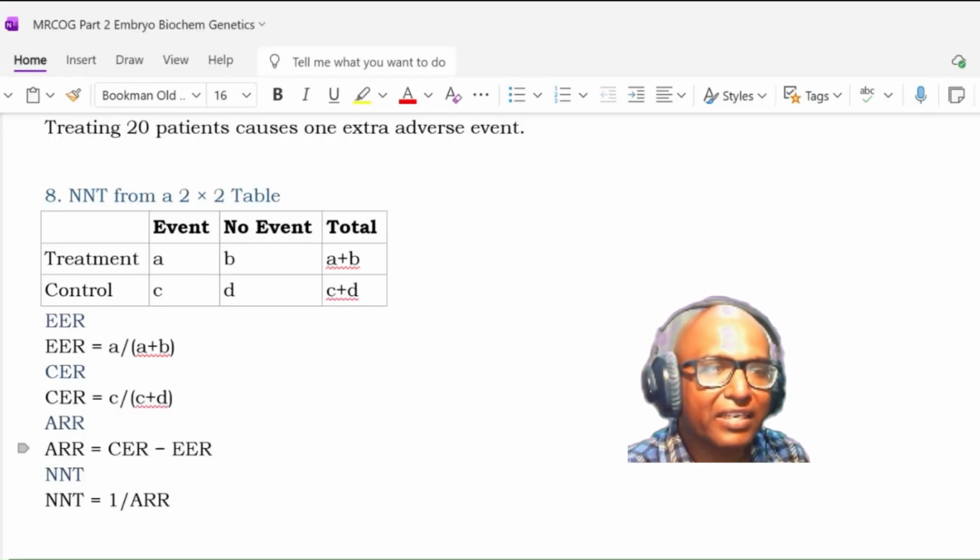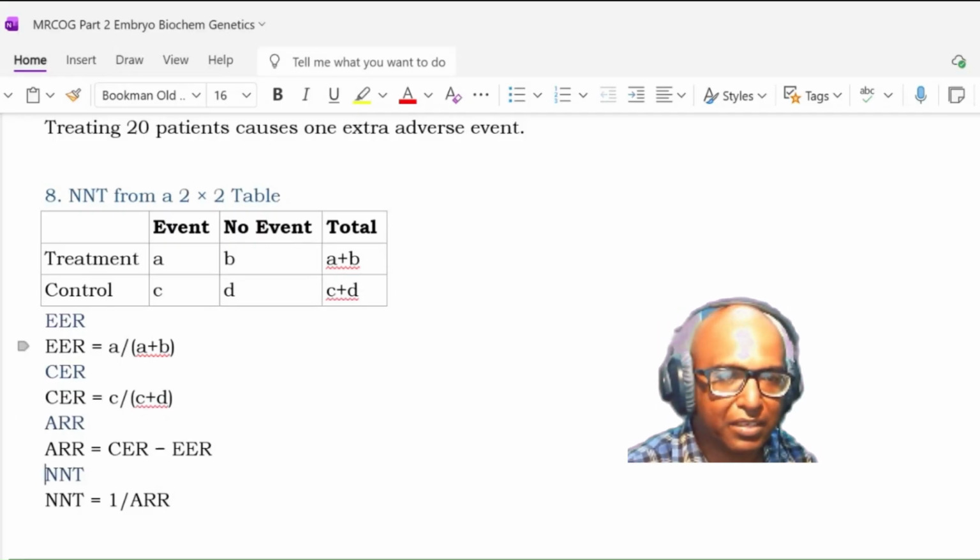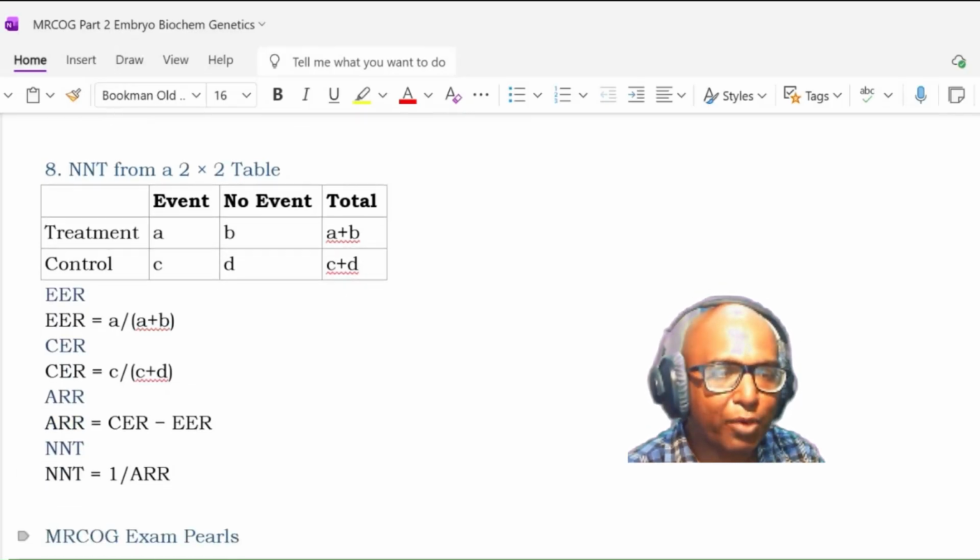Okay, so experimental event rate is A upon A plus B. Okay, this is what we have calculated. CER is C upon C plus D. Okay, so ARR is CER minus EER. So NNT is equal to 1 upon ARR.